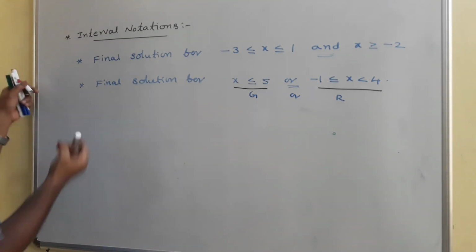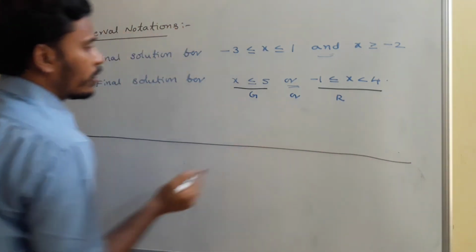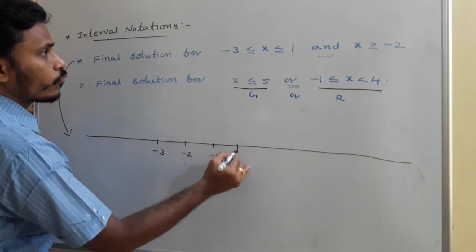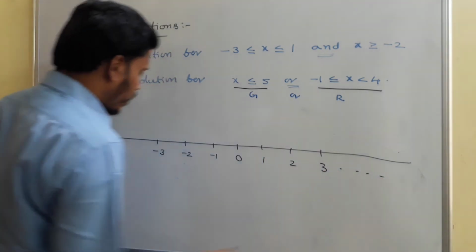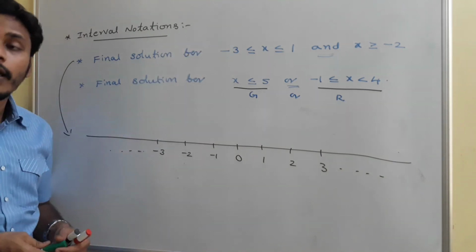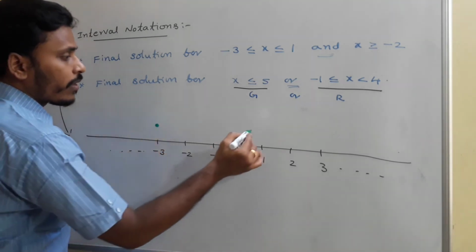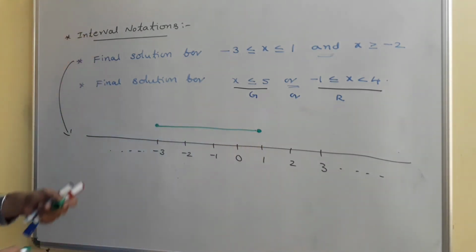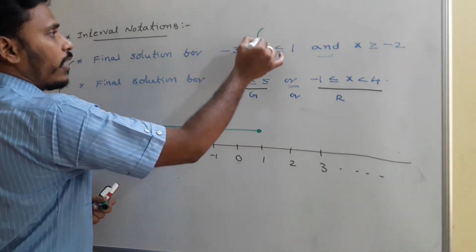Again, first of all, to find the final solution, take a number line and represent all the numbers starting from -3, -2, -1, 0, 1, 2, 3, and many other numbers on both sides. The first solution is from -3 to 1. Just look there, -3 is included, 1 is also included. At -3, take a closed circle. At 1, take a closed circle. Every number between those two is included, so -3 to 1 is the first solution. That's the green color part.